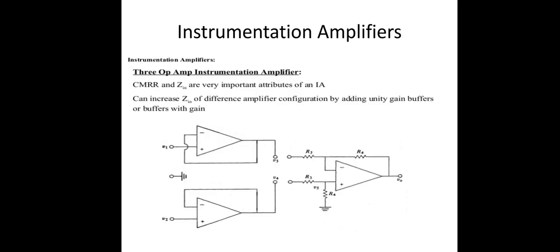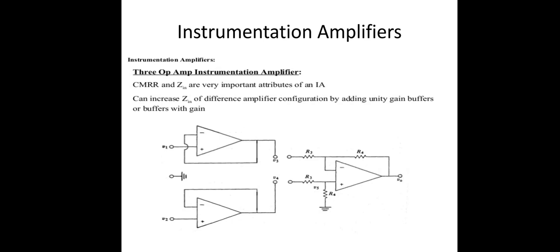Then the next application is the instrumentation amplifier. The instrumentation amplifier uses 3 op-amps. There are 3 op-amps used here. The instrumentation amplifier is a particular class, and this configuration is given the name instrumentation amplifier. It shows the basic type of 3 op-amps.